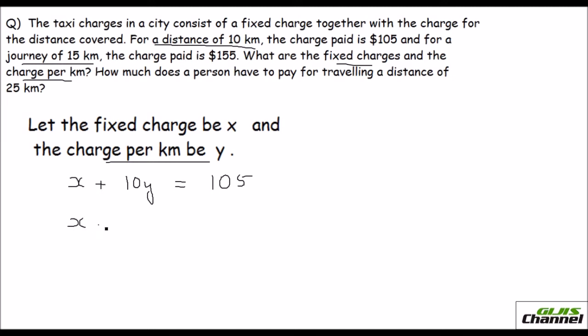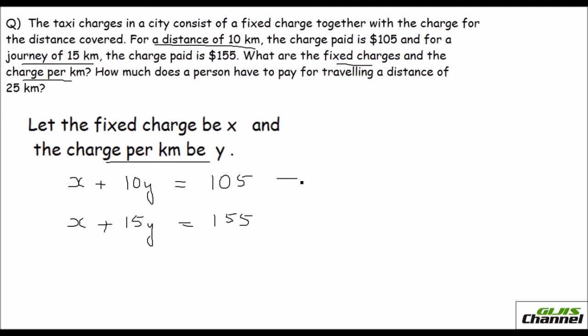There is no change in the fixed charge, but the kilometers is 15. So here you will have 15 times y, right? For the distance traveled, you will have to pay y per kilometer. So 15 times y will be equal to $155. Okay. Now you got the equation.